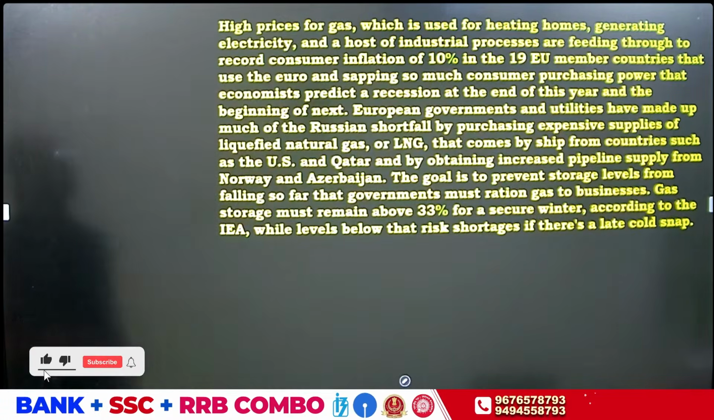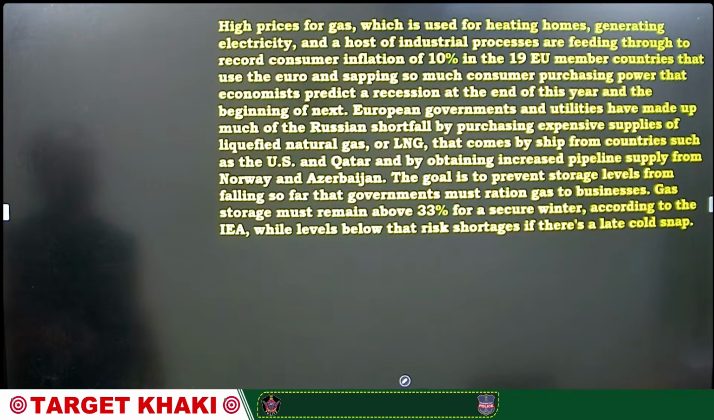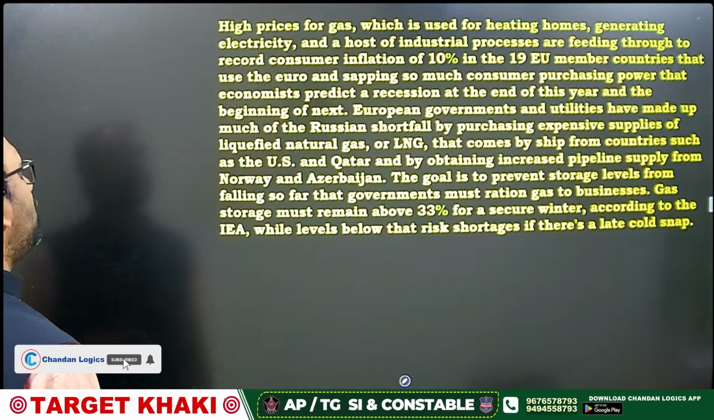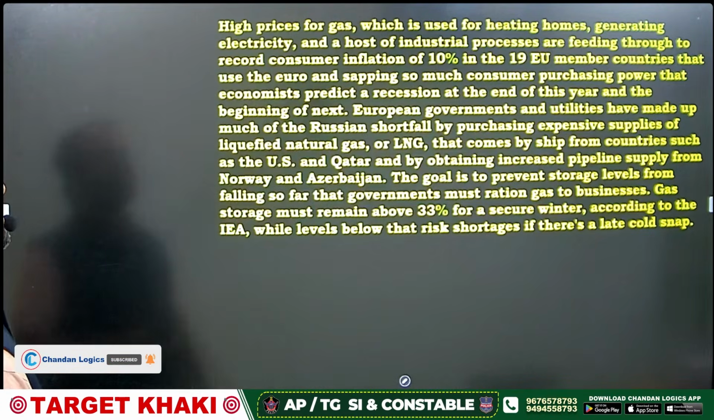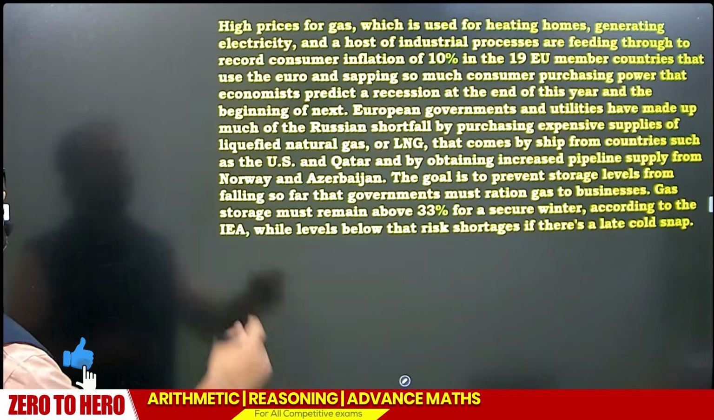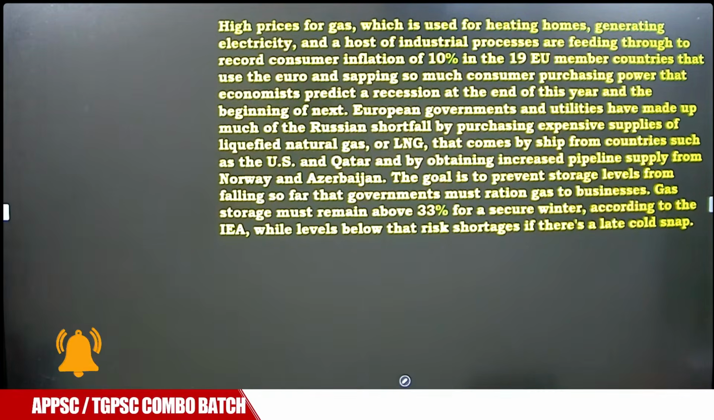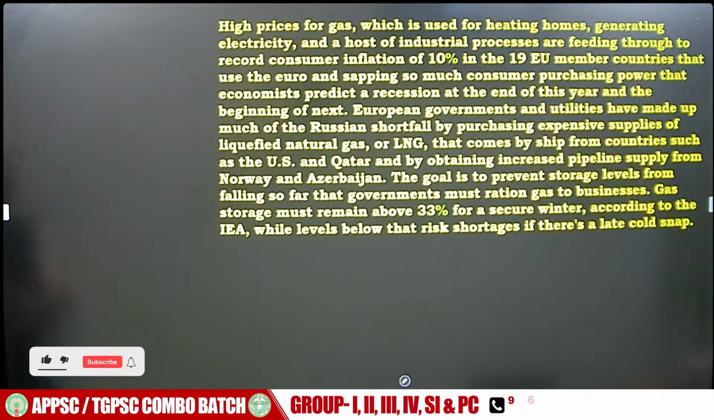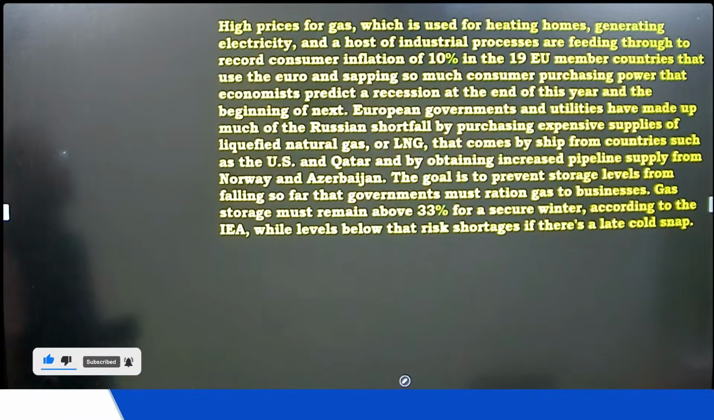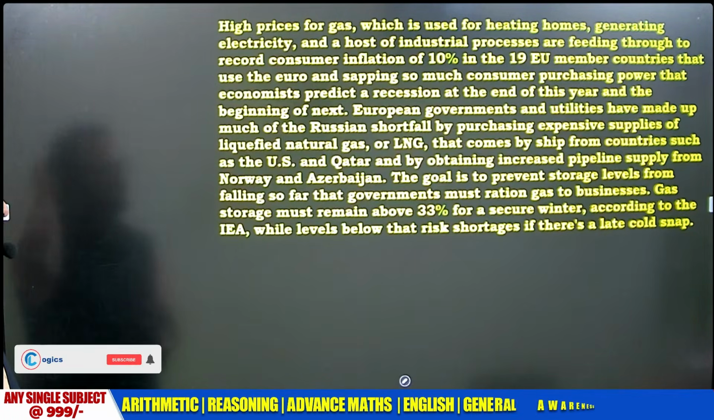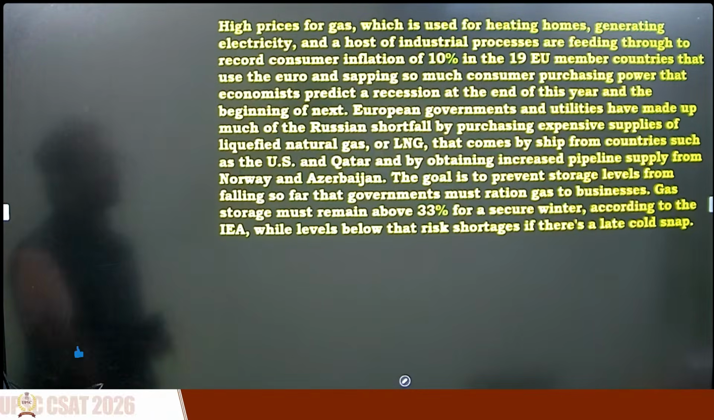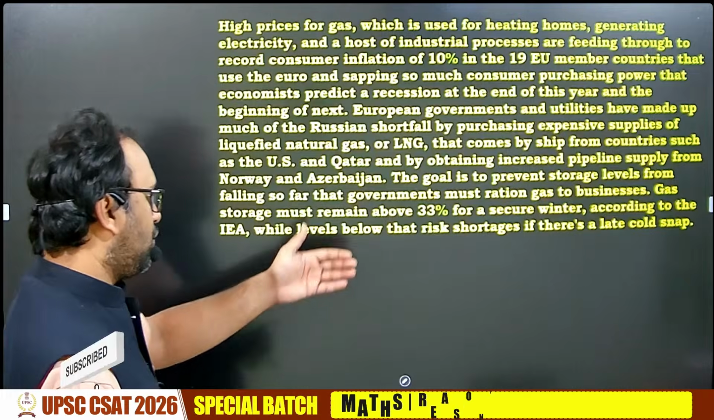High prices for gas, which is used for heating homes, generating electricity, and a host of industrial processes, are feeding through record consumer inflation, sapping so much consumer spending that economists predict a recession. European governments and utilities have made up much of the Russian shortfall by purchasing expensive supplies of liquefied natural gas, or LNG, that comes by ship, while pipelines bring gas from Norway and Azerbaijan. The goal is to prevent storage levels from falling so far that governments must ration gas to business. Gas storage must remain above 33% for a secure winter, according to the IEA, while levels below that risk shortages.